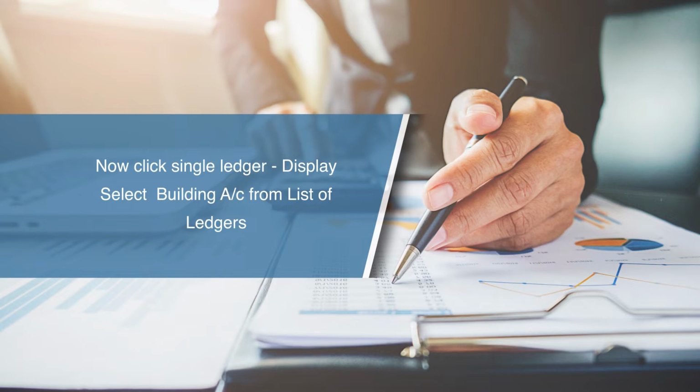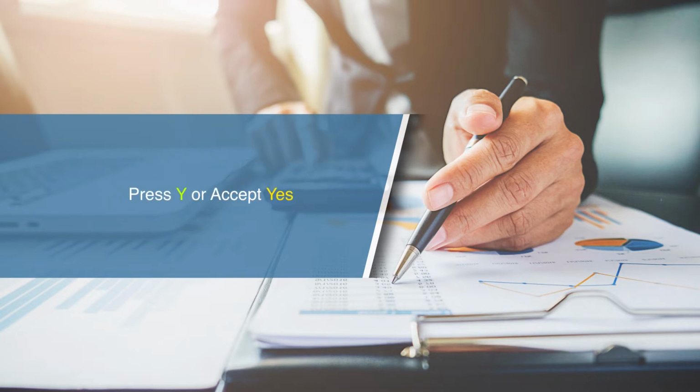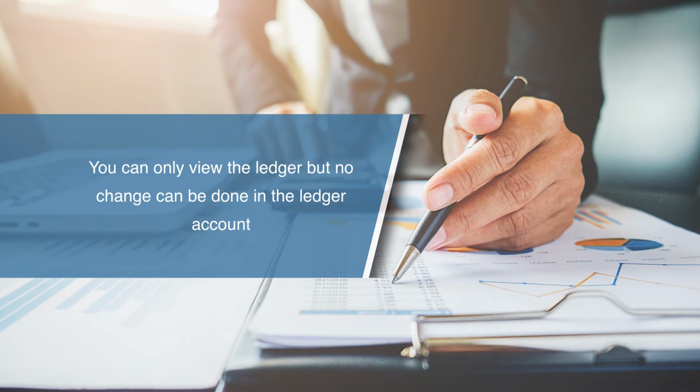Say suppose we have to see the building account. So we will press enter on the building account and it will open the building account ledger. You can view all the details which you want regarding the building account, and once you are satisfied, you can press enter and it will ask you to accept. Accept it by pressing Y from the keyboard or by taking your cursor onto the yes option and by clicking it. Please note that in display option, you can only view the ledger account. You cannot make any changes in the ledger account.